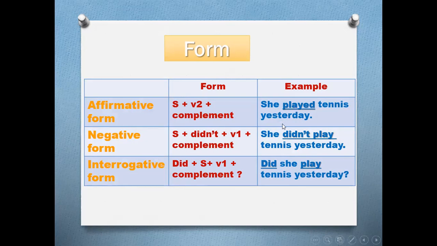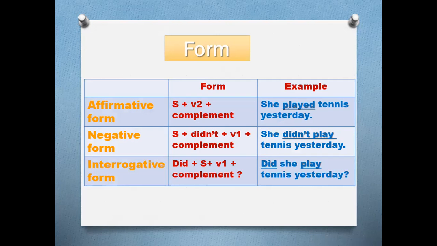Here you can notice, first of all, we put she, the subject is here a pronoun, then played, the verb to. It is a regular verb that takes ed at the end. Tennis is the object, and yesterday is the keyword, that when we see it, we know that this sentence is a simple past sentence.